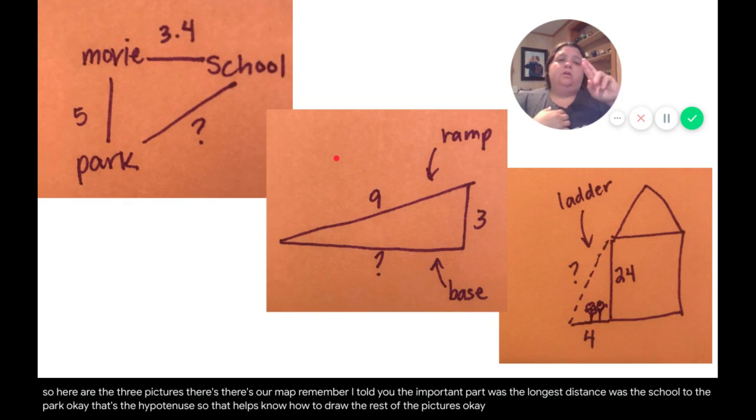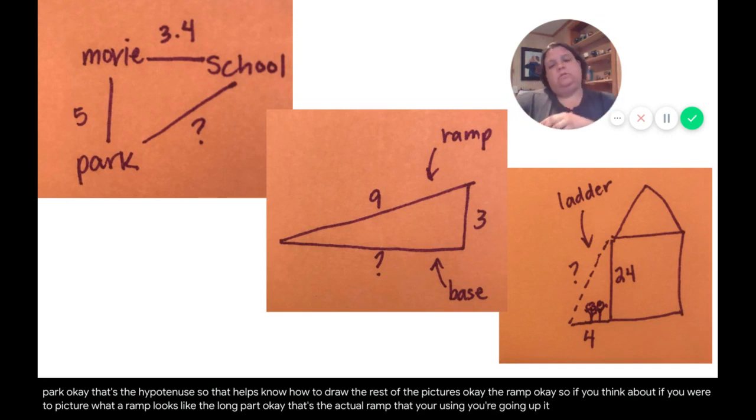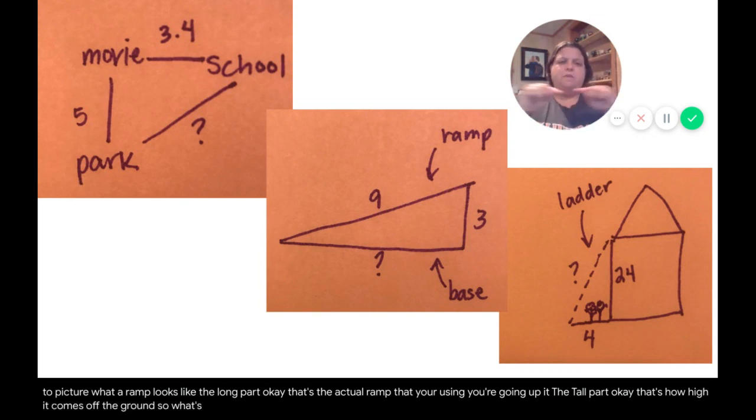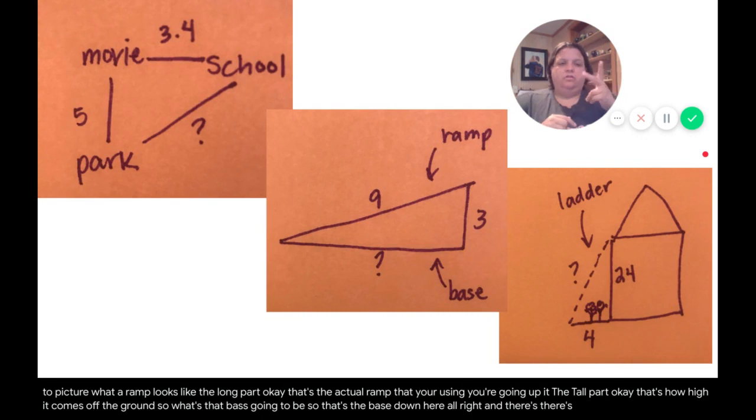The ramp. If you were to picture what a ramp looks like, the long part, that's the actual ramp that you're using if you're going up it. The tall part, that's how high it comes off the ground. So what's that base going to be? That's the base down here. All right, and there's our third picture.